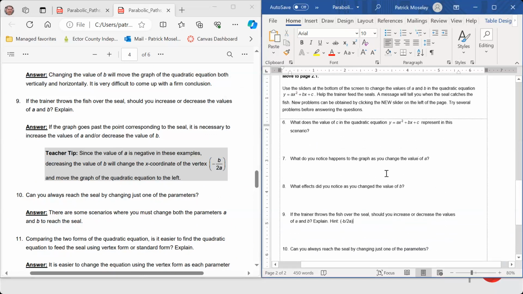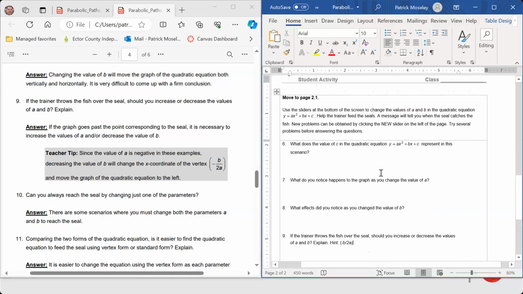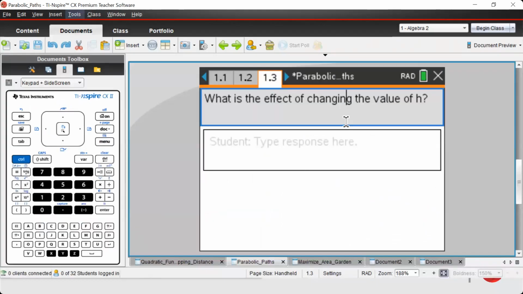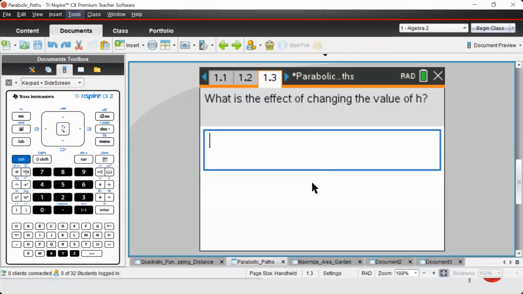So maybe that's something they need. So now I just modified not only the worksheet, I modified my TNS document. So now I have this beautiful lesson I can send out to my students. So again, if you guys have those navigators, this would be a great opportunity to dig those out, attach them to your calculators, and start practicing with them.